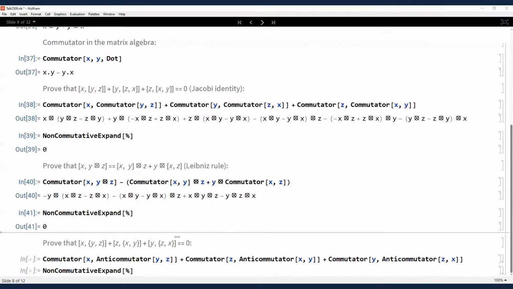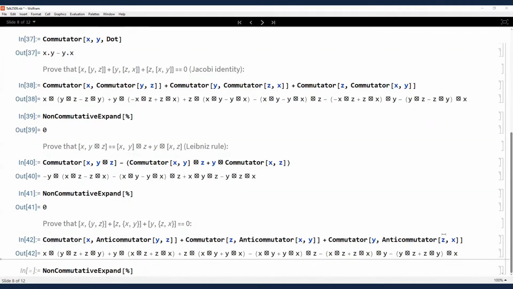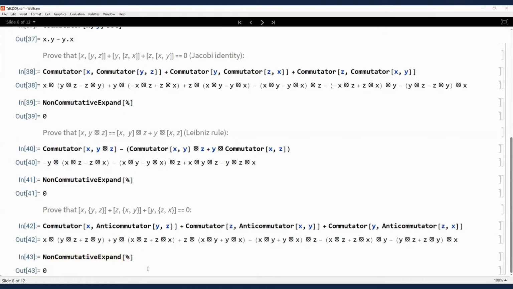And here is an identity that connects commutator and anti-commutator. So this expression using commutator and anti-commutator is 0, which we prove using, again, non-commutative expand.